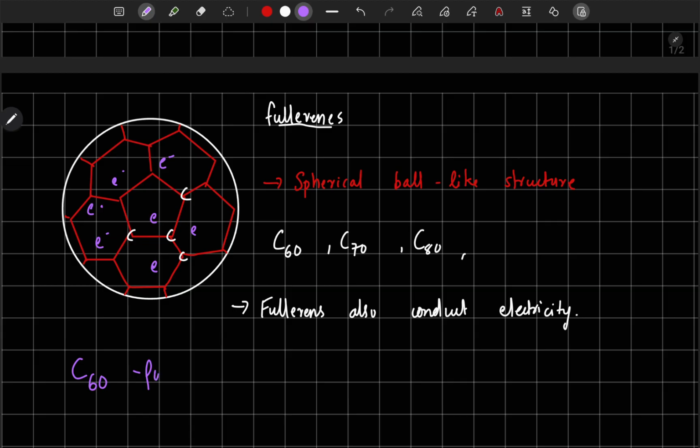C60 fullerene is also called Buckminsterfullerene, because a person named Buckminster built a similar structure. He made a geodesic dome. If you search in Google, you can see it. This C60 fullerene was similar to that structure, so C60 is also called Buckminsterfullerene. This is all you have to learn in the allotropes of carbon.